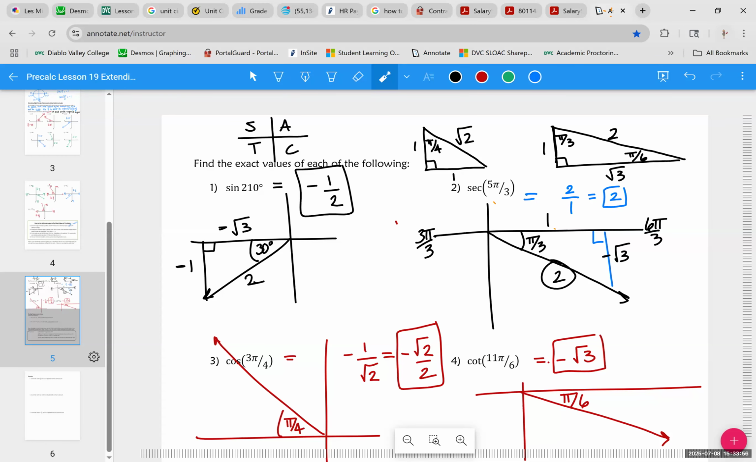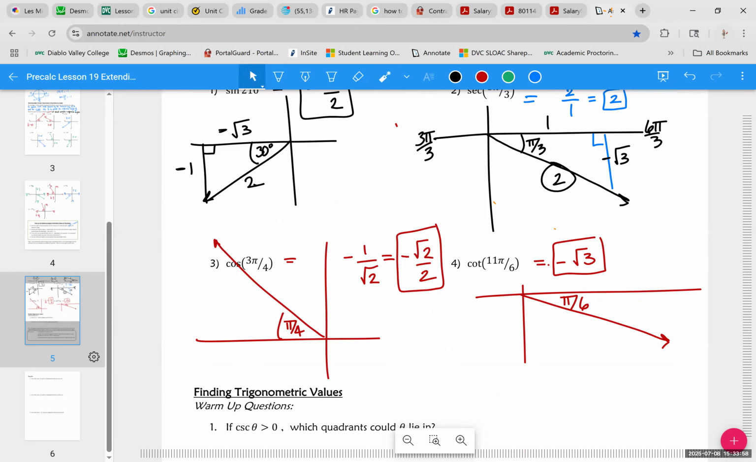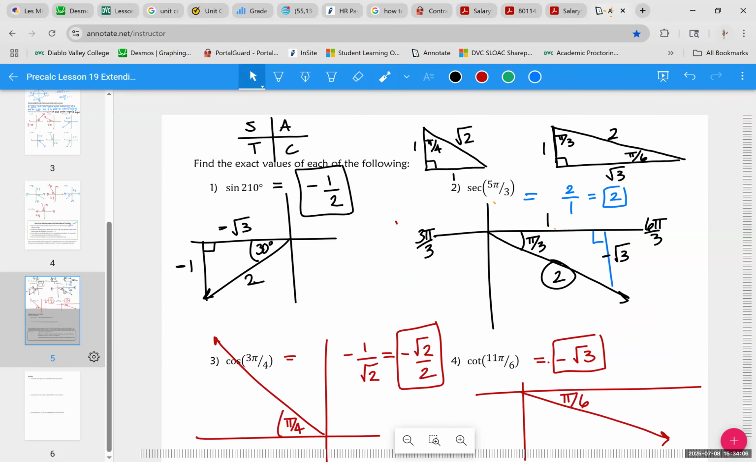11 pi over 6 is here in the fourth quadrant. Its reference angle is pi over 6. I'm looking for cotangent this time. So I'm going to find my pi over 6. Tangent is opposite over adjacent, so cotangent is adjacent over opposite. Root 3, but I'm in the fourth quadrant, so cotangent is negative. Be careful. That C stands for cosine, not cotangent.